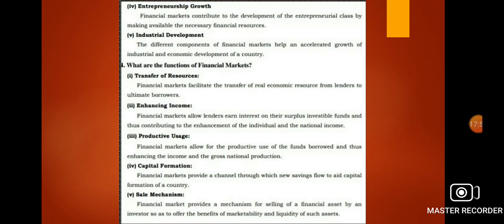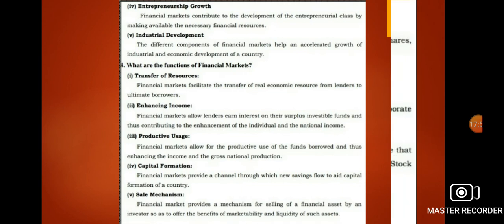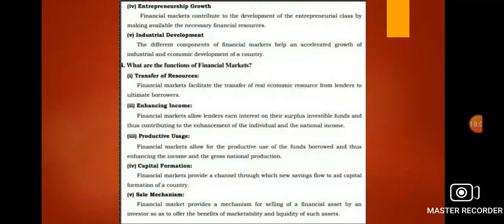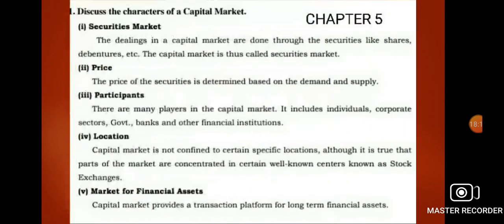Then next one, so these are all the main functions of financial market, or intermediary functions. Then go to next lesson, chapter 5. First question, chapter 5, capital market. So first question, discuss the characteristics of a capital market.